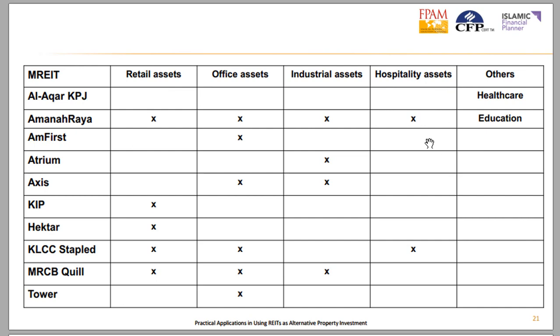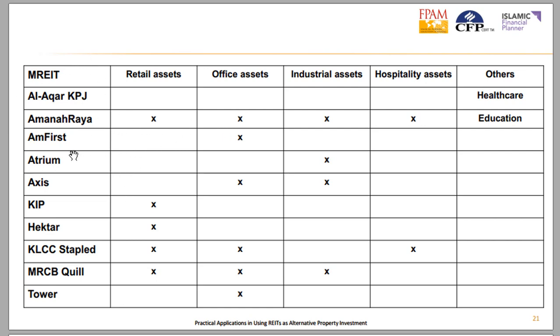Now you can see that this table is a very good summary of what type of asset each REIT holds. Some REITs are very specific, very concentrated. For example, Al-Aqar is a strictly healthcare REIT, but you have REITs like Amanah Raya and, for example, KLCC Stapled REIT. These are the REIT stocks that have retail assets and office assets under them. If you see any REIT stocks that have more than one of what I've labeled here, then in other words, we can call them hybrid REIT stocks. Okay, so let's go through this list one by one.